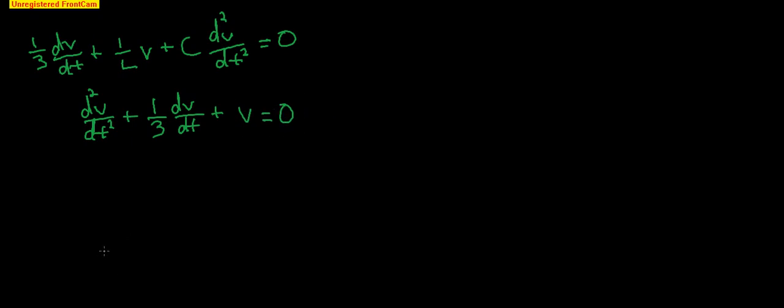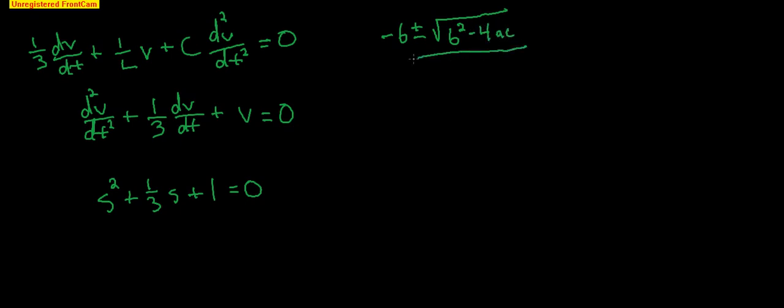Okay, so now to solve this, we rely on the skills we picked up in differential equations, right? So the quick way to solve this is just you replace the dVs with S's, right? So this is going to be S squared plus 1/3 S plus 1. It's going to equal 0. So to solve for S, we can use the quadratic formula that says negative b plus or minus the square root of b squared minus 4ac divided by 2a. Okay, a being the coefficient in front of the squared term, b in front of s, and then c is just this term right here.